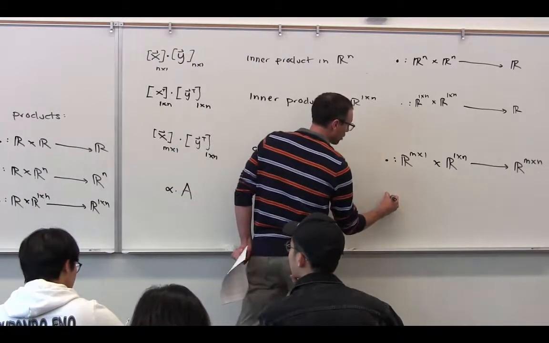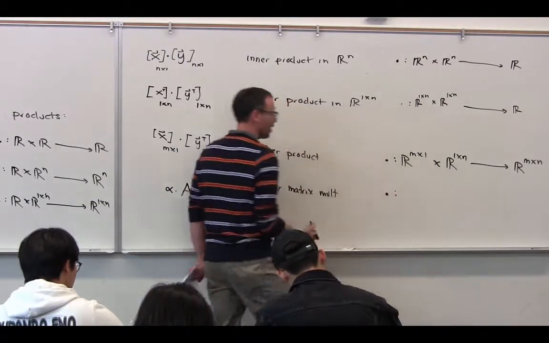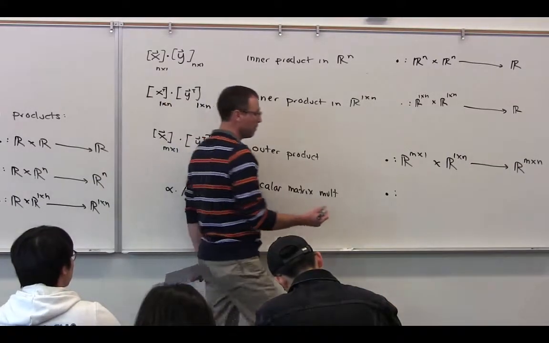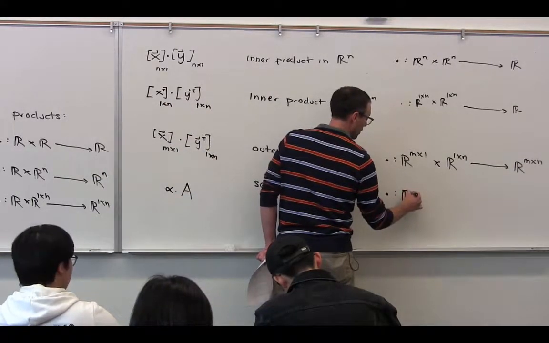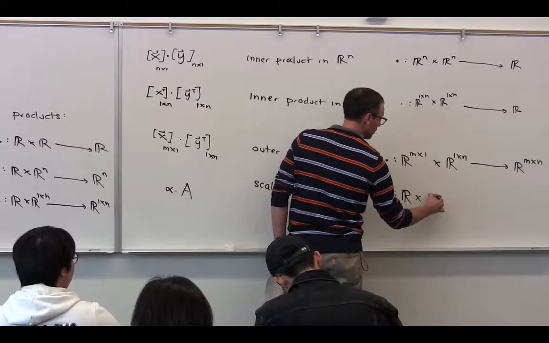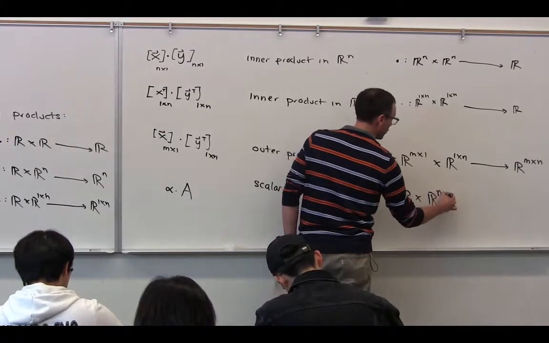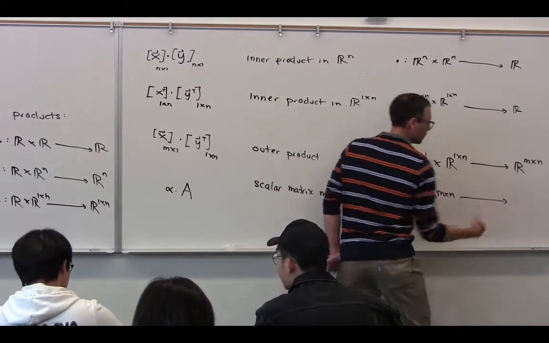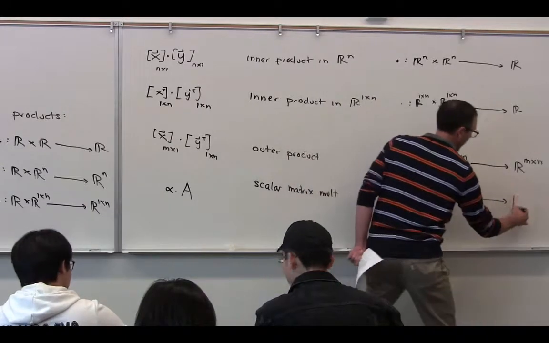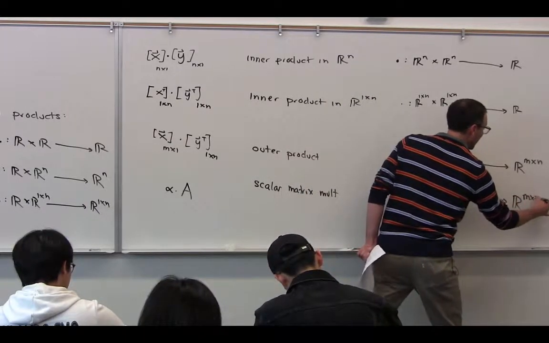What's the scalar matrix multiplication problem? What's on the left-hand side of that dot and the right-hand side of that dot? Scalar on the left, matrix on the right, and the output would be in m by n.